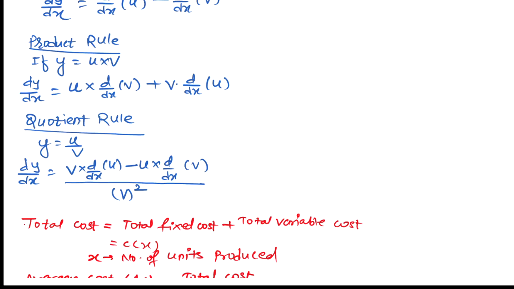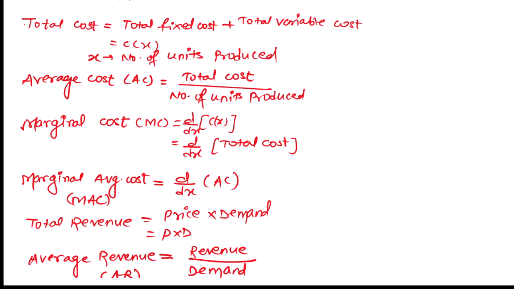Now moving on to the formulas of the application of derivatives. Cost function: the total cost function is given as total fixed cost plus total variable cost, and it is represented as C of x. And what is x? x is the total number of units produced. How do I find the average cost? It is nothing but total cost upon number of units produced. So it is C upon x.